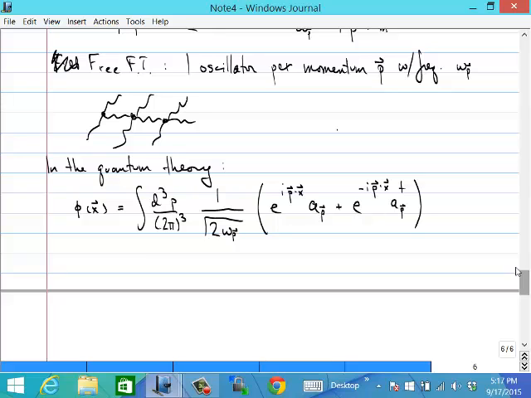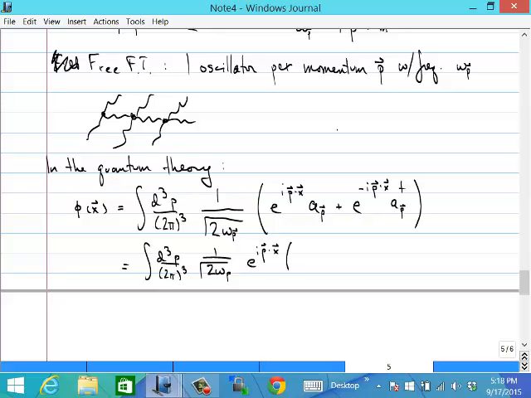I could actually rewrite this a little bit, and I'm going to do that right now. So I'm going to write this as 1 over the square root of 2 omega_p times e to the ip dot x, a_p plus a dagger minus p. Okay. All I've done here is that in the second expression, I've done a change of variables where I've taken p to minus p. So that's just the same formula that I've written there.